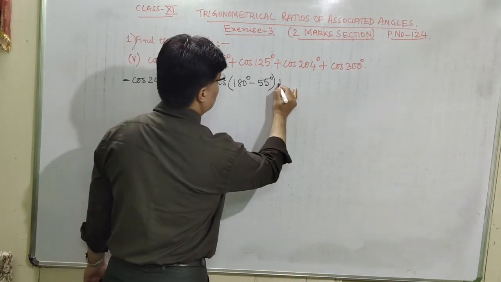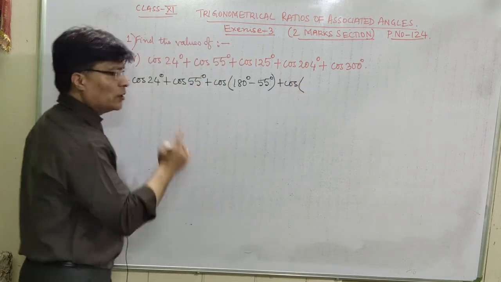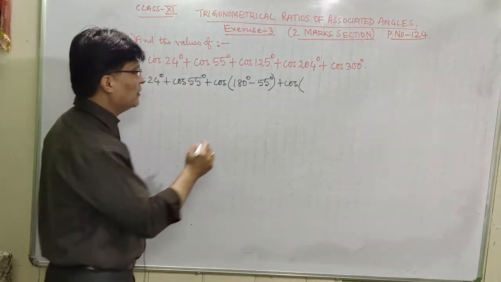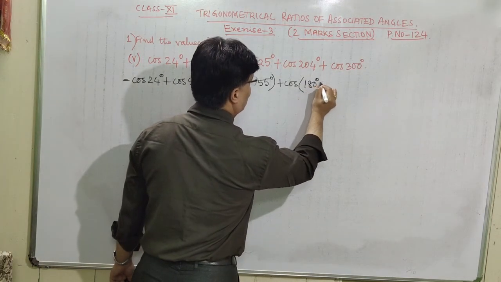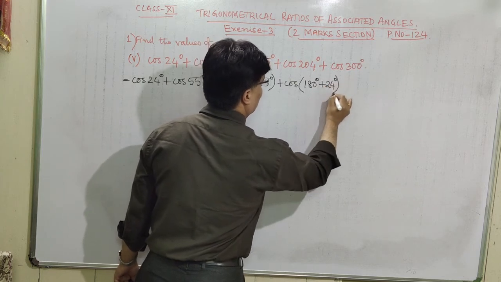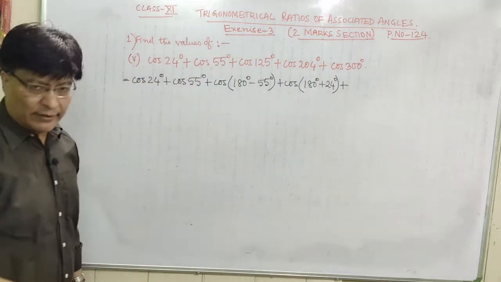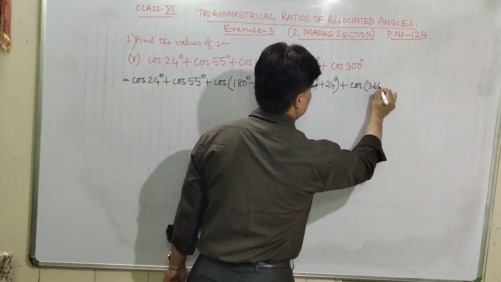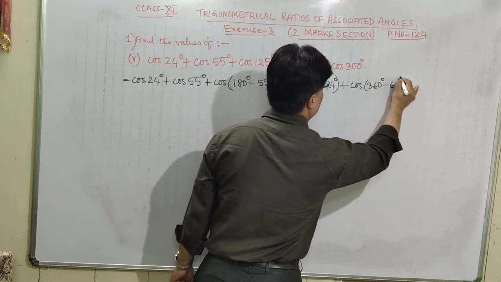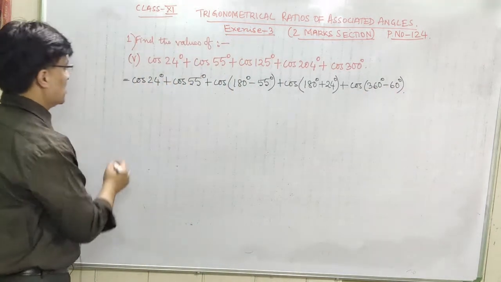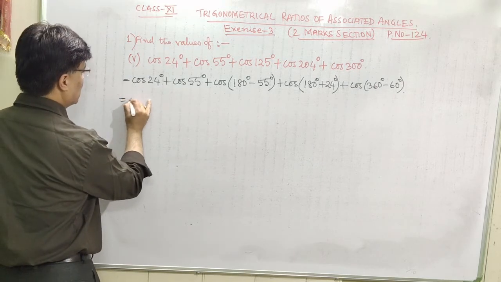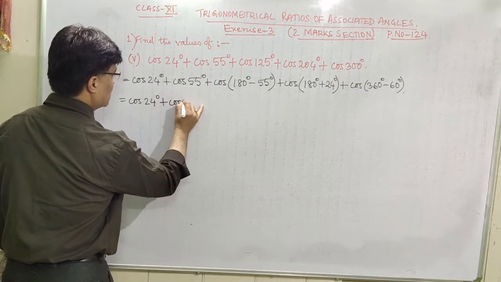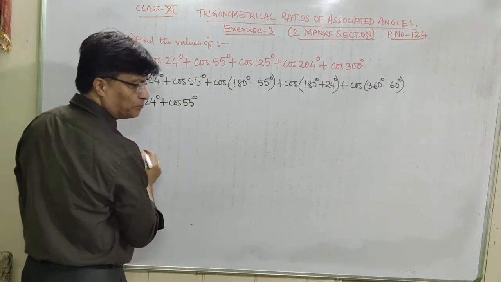So how will you write cos 204 degree? This 204 degree can be written in terms of 24 degree by writing 180 degree plus 24 degree. And you know this value, cos 300 degree. This 300 degree can be written as cos 360 degree minus 60 degree. Okay? So let us simplify it further, which is equal to cos 24 degree plus cos 55 degree.